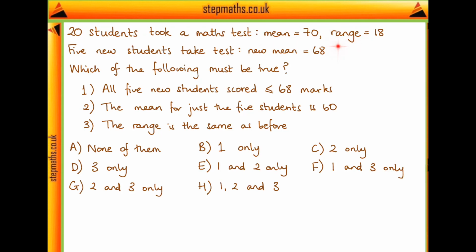So looking at the information that they give us, do you think we can infer this statement? They've told us about the means, but does that tell us anything about the individual marks? Well, no, because that's the nature of the mean, right? You could have had some really high marks, but if you were balanced out by some really low ones, then you could still average out to quite a low mean. I'll give you an example in a minute, but for my example, we need to have looked at statement 2. The mean for just the new 5 students is 60.